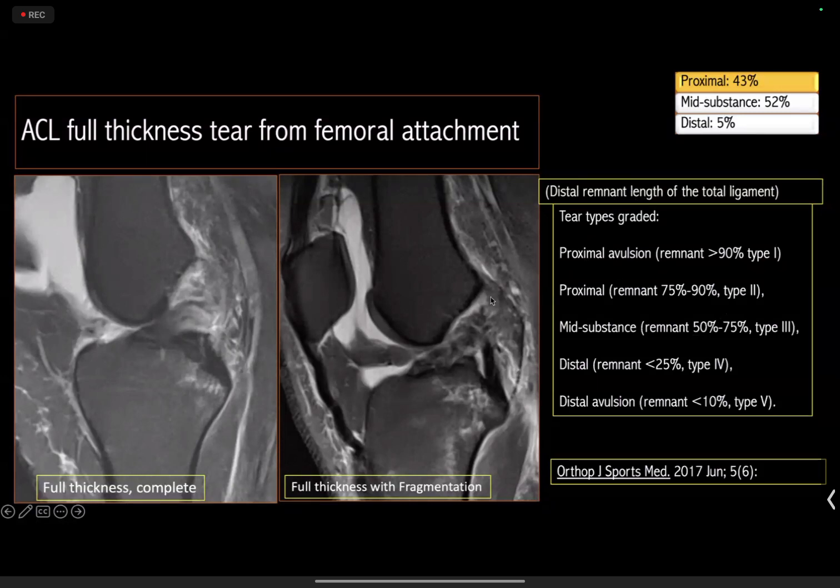that remnant ligament. So, for example, if it is torn from the femoral side, so the torn distal, the ligament which is distal to that, if it is more than 90%, then it is termed as type 1. And as and when the length decreases, the types vary. So there are some 4 or 5 types which are based on that remnant length we need to describe in our reports if we are dealing with a full thickness tear which is happening from the femoral attachment.